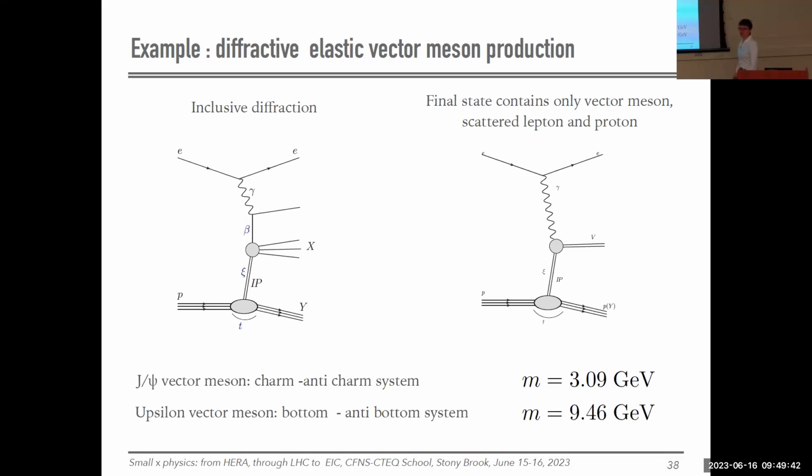Now, the final thing that I want to discuss is elastic vector meson production in ep and eA. So this is inclusive diffraction, but then you can ask for different things to be produced here. Either ask inclusively for a rapidity gap and anything being produced, but you can also ask for, let's say, just a vector meson being produced, like a J/psi. So the final state is a lepton, a vector meson and the proton. You can ask for J/psi or upsilon.